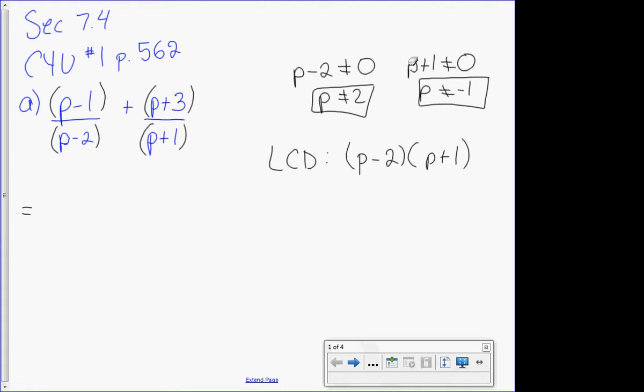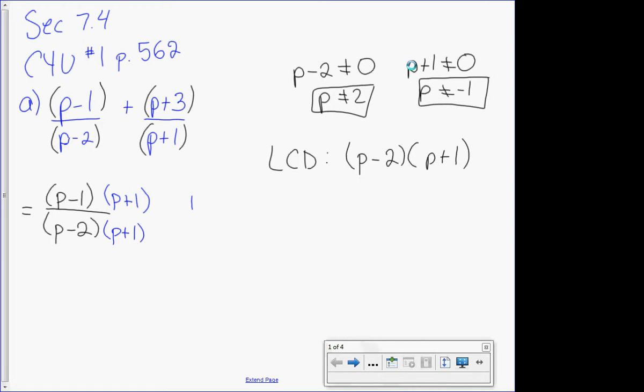So what I need to do, oops, let's try that again. So I have p minus 2, my original fraction, and p minus 1. And then what I actually want to do here is make my lowest common denominator, which is p minus 2, p plus 1. So what I needed to do to my original denominator was multiply it by p plus 1. But since I do that to the bottom, my denominator, I have to do it to the top, my numerator.